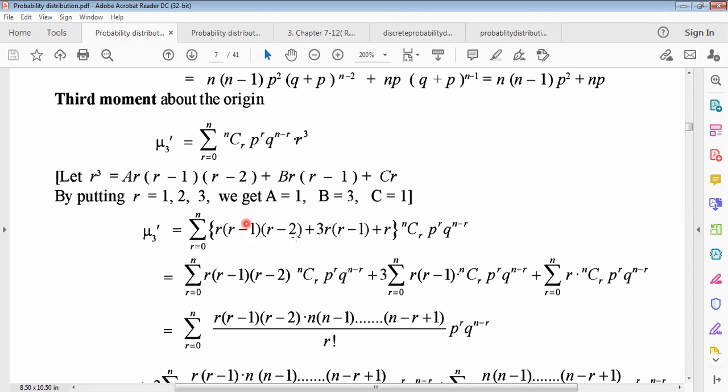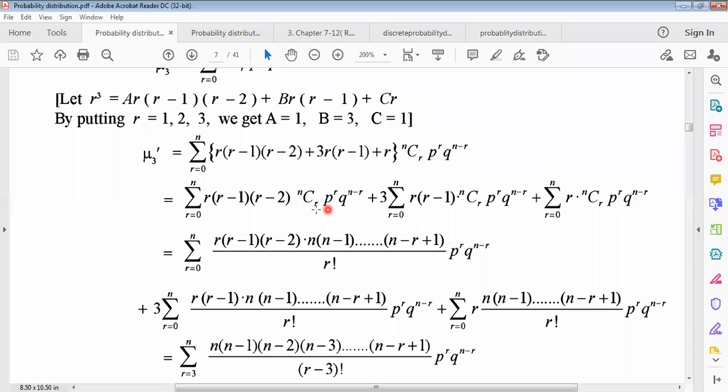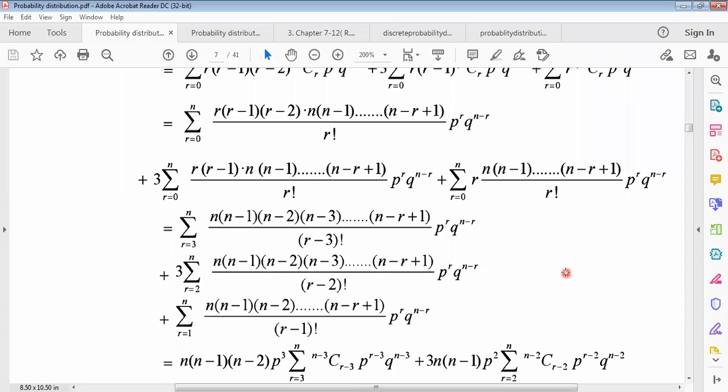So there are three terms. This is the first term, this is the second term, and this is the third term. Multiplying, we get another three terms with binomial series. So this series can be written as n into n minus 1, n minus 2 over n minus r factorial, and this series also r factorial, and this series also r factorial after simplifying.